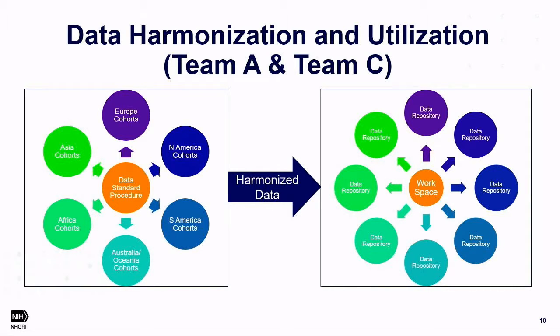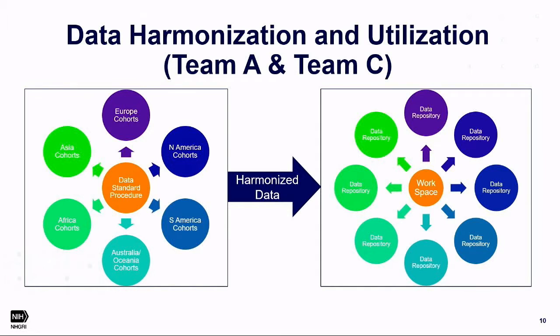The pilot study does need help from Teams A and C for the data harmonization and utilization. We propose to have a federated data system for data sharing and analysis. Team A will lead the development of data standard procedure. Data standard protocols will be distributed to participating cohorts for data harmonization. Each participating cohort will operate their own data repository. Investigators can access all participating cohort data for data analysis through a system of workspaces.